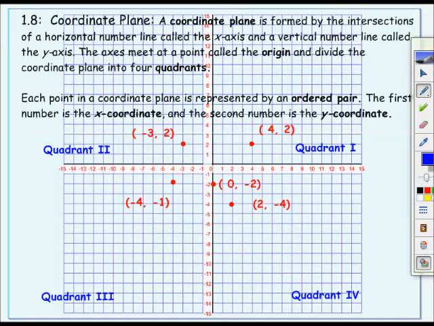Lesson 1.8 seems a little random, although we've been all over the place in Chapter 1. But we're going to talk about coordinate planes. And the reason we're going to talk about coordinate planes is because we've been discussing integers.